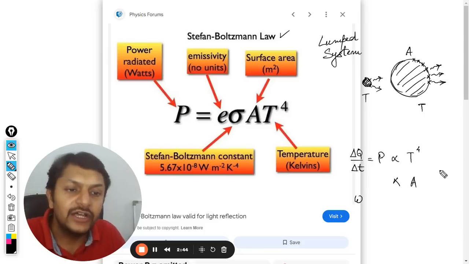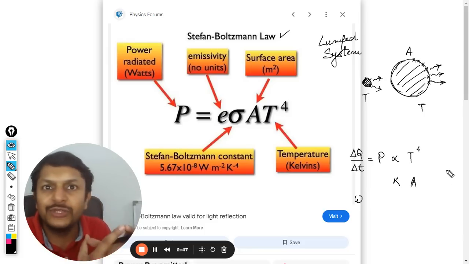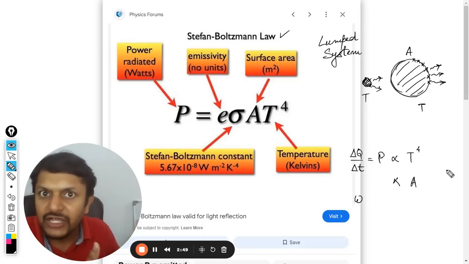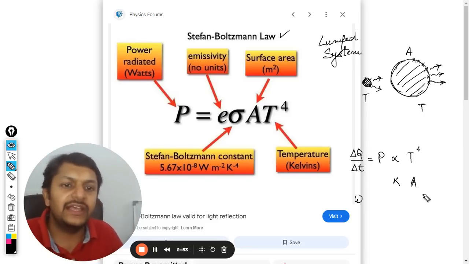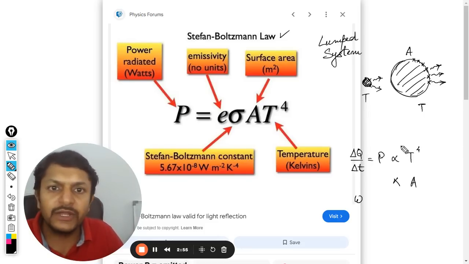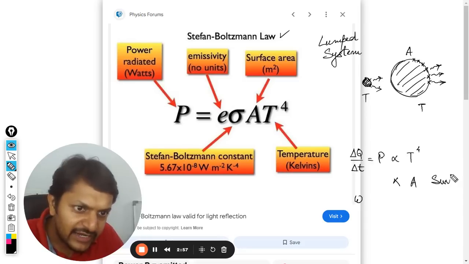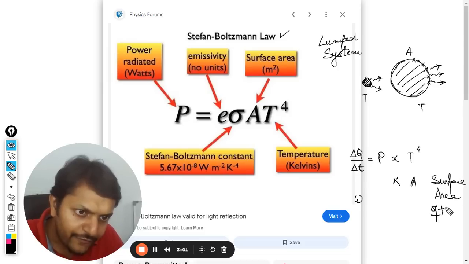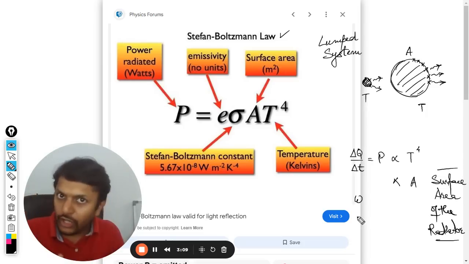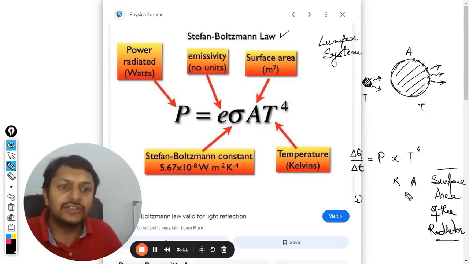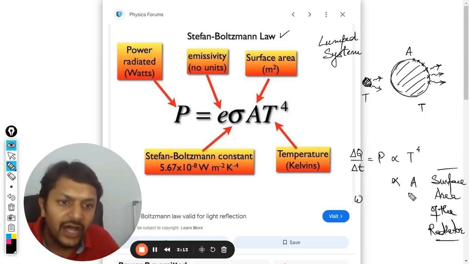Be very careful here. This A is going to come many a time, and every time you will be confused. What is this area? So this area in Stefan Boltzmann law is the surface area of the radiator or the radiating body. The surface area of the radiating body, the body which is hot and radiating energy. So that is directly proportional to the area.